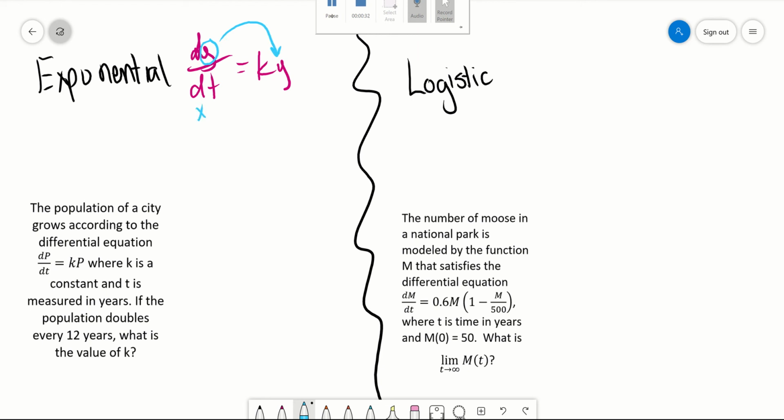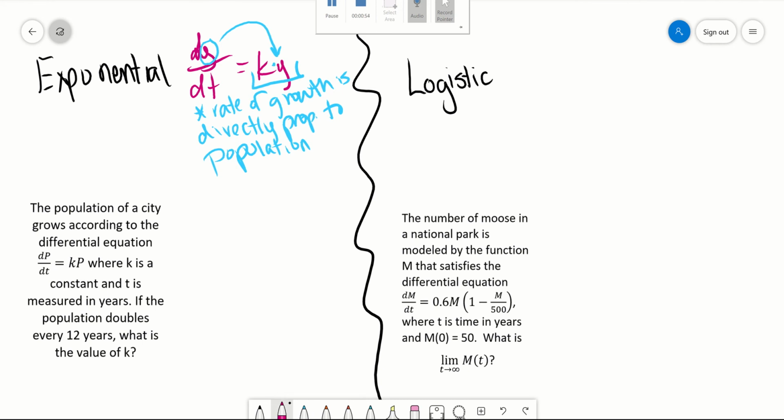It also might say that the rate of growth is directly proportional to the population. And that is what this side here tells you. It's directly proportional, k, to the population y.